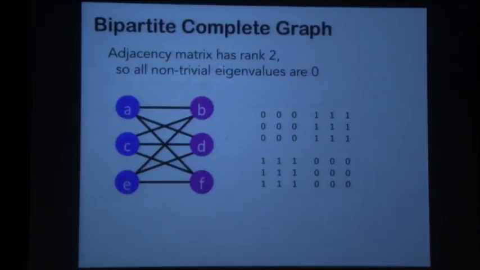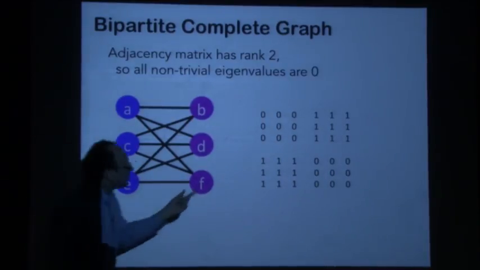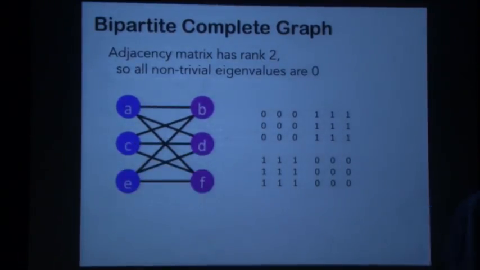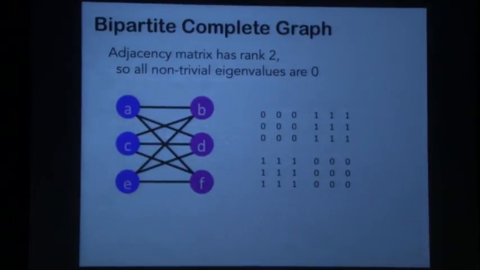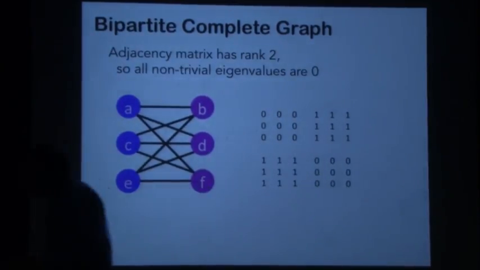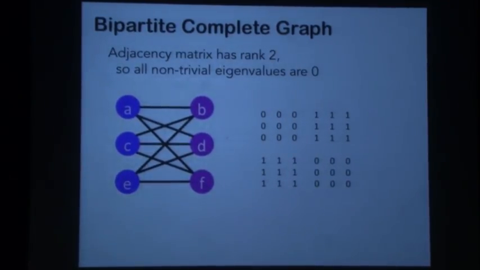So for example, take a look at the complete bipartite graph. This is a graph where you have every possible edge between two sides. This is a great expander, because you know it has an eigenvalue of d, and an eigenvalue of minus d. But if you look at the adjacency matrix, you see it's a rank 2 matrix. So all the other eigenvalues are 0. So finding a great expander like this is easy.